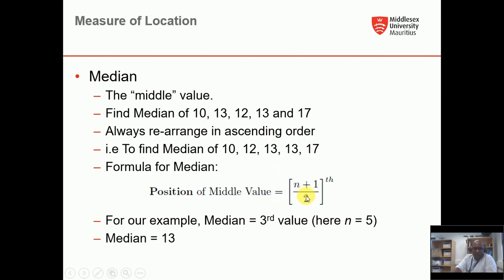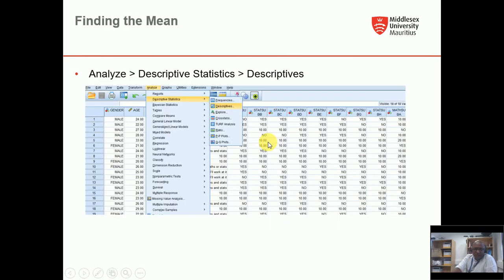So basically, to find the median or the middle value, you take the number of observations, in our case 5, plus 1, which is 6, divide by 2, which is 3. But this gives me the position of the middle value. So it's not 3, it's the third number. In this case, 1, 2, 3, that's the third number, hence the median is 13. So this is what we want to do.